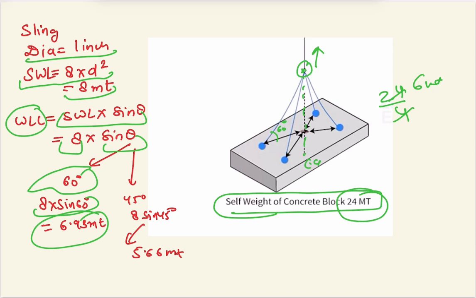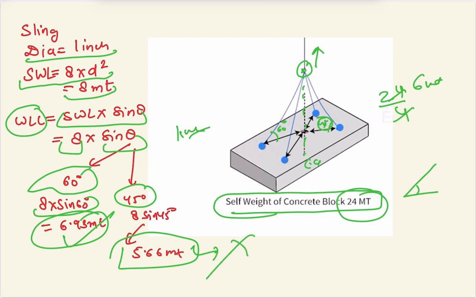The load coming on each individual sling is 6 metric ton. Then the 1 inch sling is sufficient for 60 degree angle only. But if we are taking the angle 45 degree, if the angle between the sling and the object is 45 degree, then it is 5.66 metric ton, then it will fail.